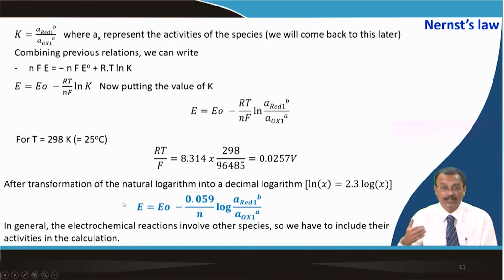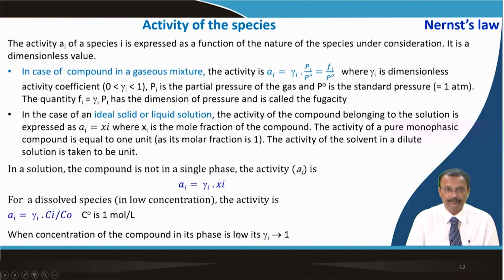In general, the electrochemical reaction involves other species, so we have to include their activity also in this calculation if this reaction is a complicated one. We will have to introduce those parts as well. Now, the activity of the species is expressed as a function of the nature of the species under consideration.